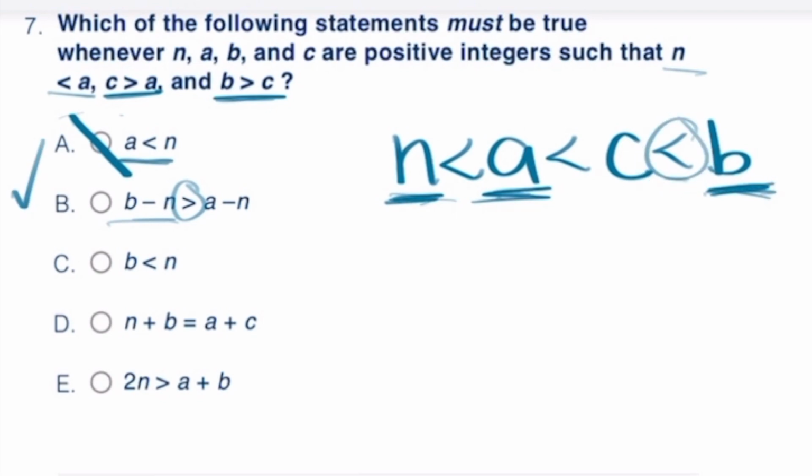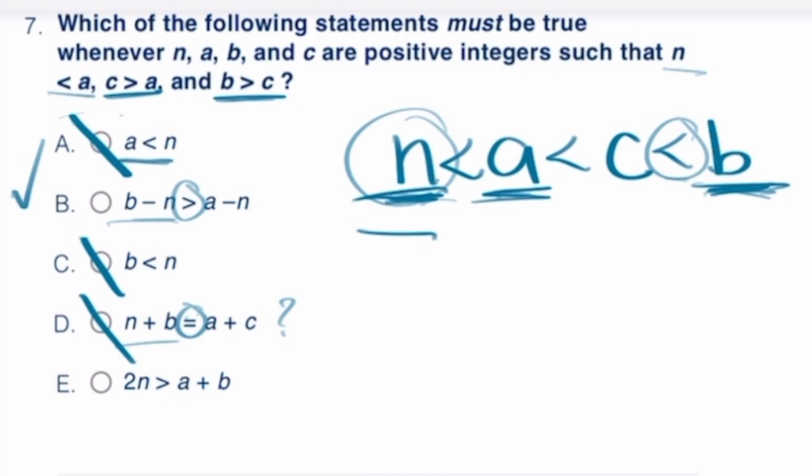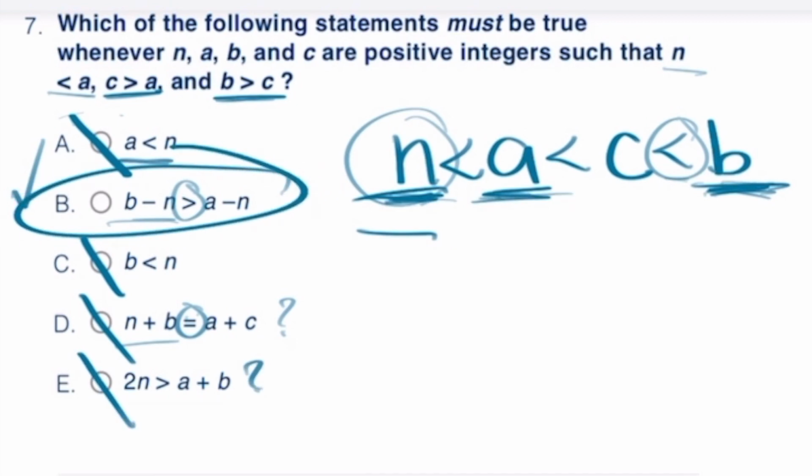All right, it says B is less than n. Nope, B is greater than n. N plus B is equal to A plus C. Well, they don't really give us enough information for that. And same thing with E. We don't know the actual values, so we don't have enough information. So we get the answer B.